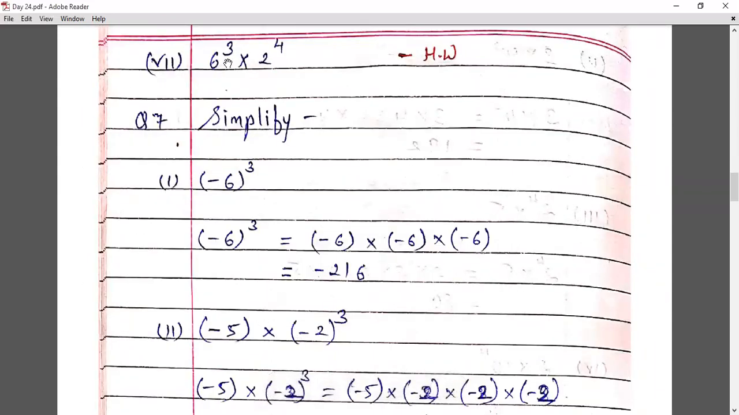Part 7 is 6 raised to 3 into 2 raised to 4. Try to solve it yourself.